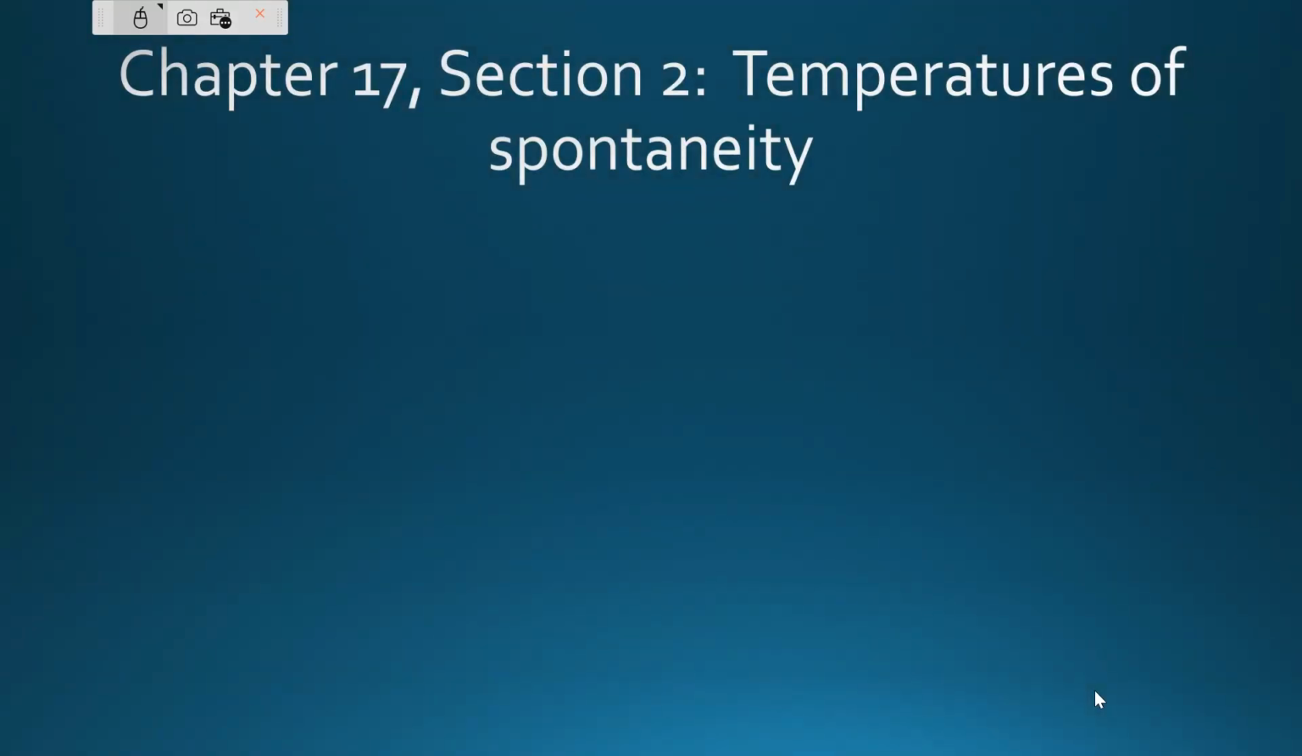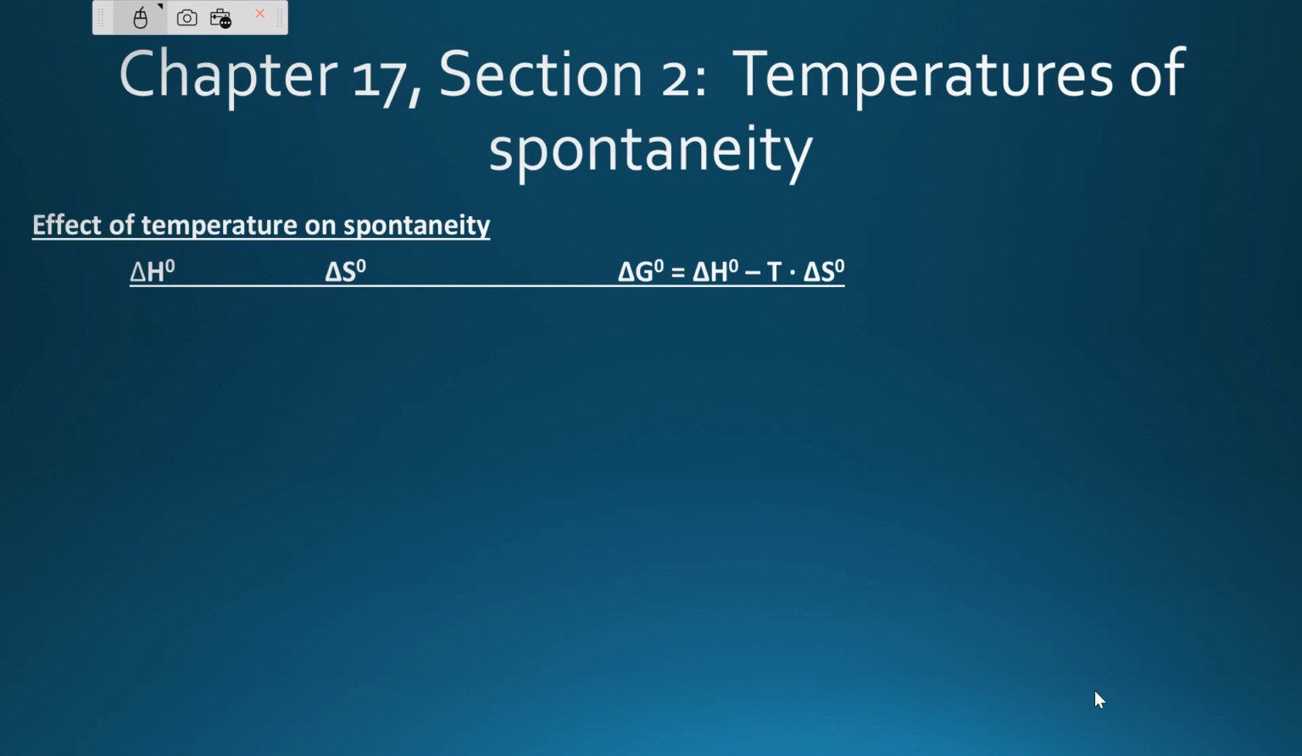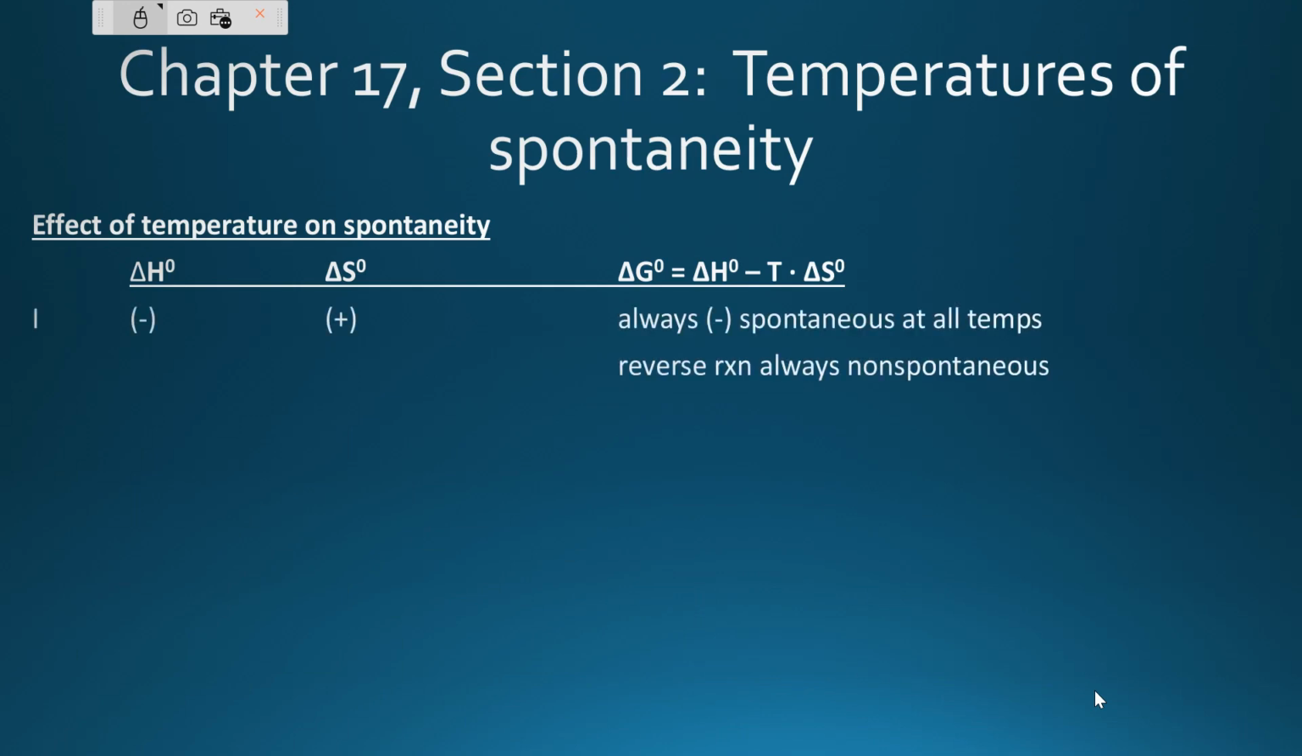Welcome back, everybody. This is Unit 12 of AP Chemistry, and we're looking at Section 2, taking a look at how temperatures will be affecting the spontaneity of things. Now, the effect of temperature on spontaneity, there's a couple of different scenarios. If we look at enthalpy and entropy, taking a look at the effects on the energy itself, we see that if we have a negative H and a positive S, that will be always spontaneous at all temperatures.